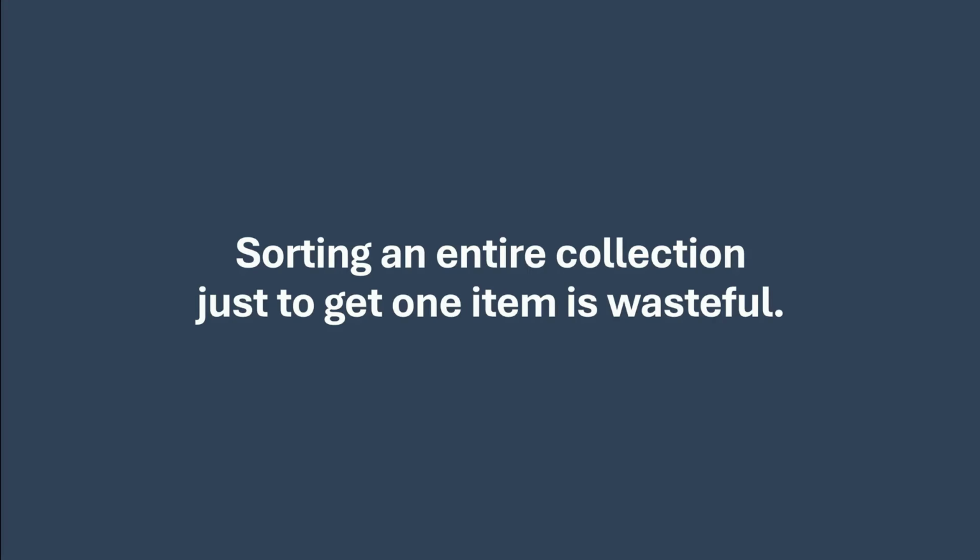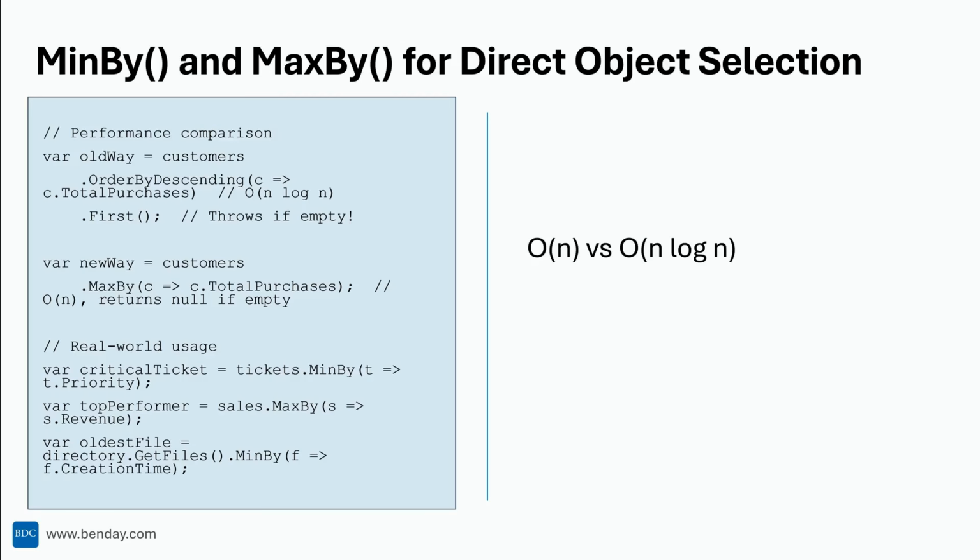Here's another tweak to LINQ, plus a little bit of obvious news. If you only need to grab one item off a collection, sorting that collection just to find that one thing can sometimes be a big ol' waste of time. MinBy and MaxBy scan the collection once, keeping track of the current minimum or maximum. For a collection of 10,000 items, that's 10,000 comparisons versus 130,000 plus comparisons for a full sort, not to mention the memory allocation for the sorted structure.